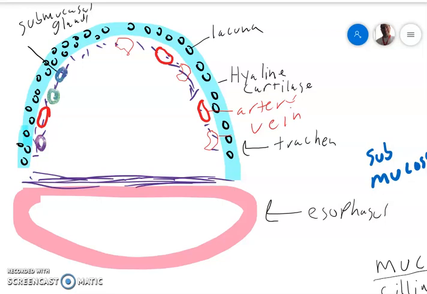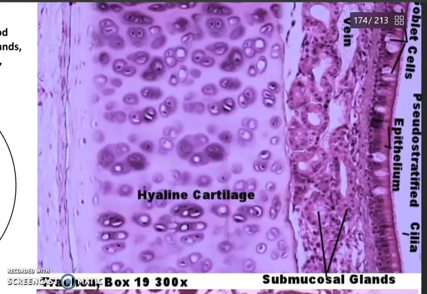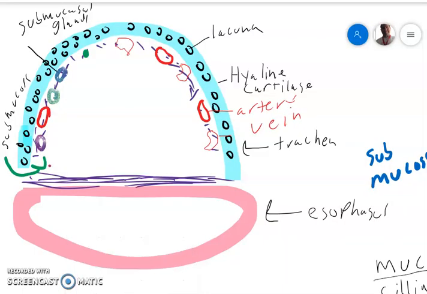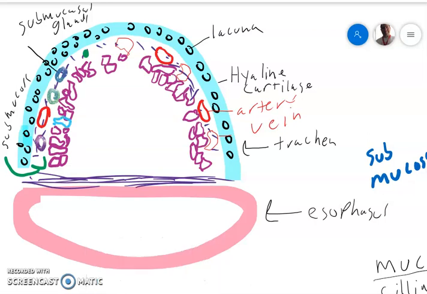And let's do a nerve. There's a nerve. So this is the submucosal layer. Then our final layer, we have the mucosa, which is going to be these pseudostratified epithelial cells. And again, it has goblet cells and cilia, so let's put in a goblet cell.